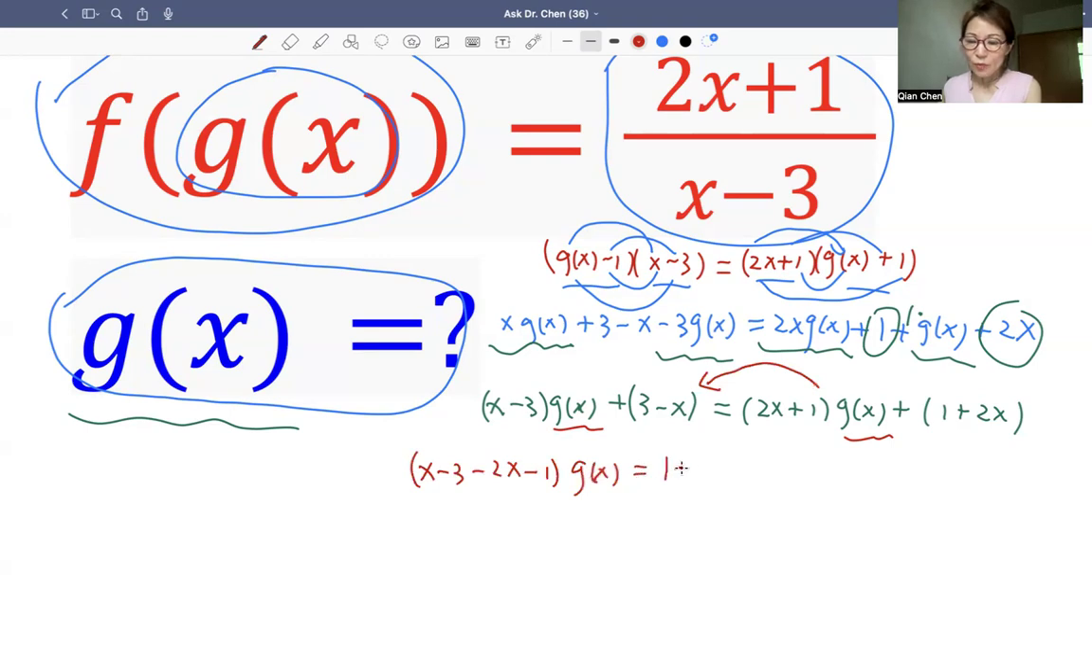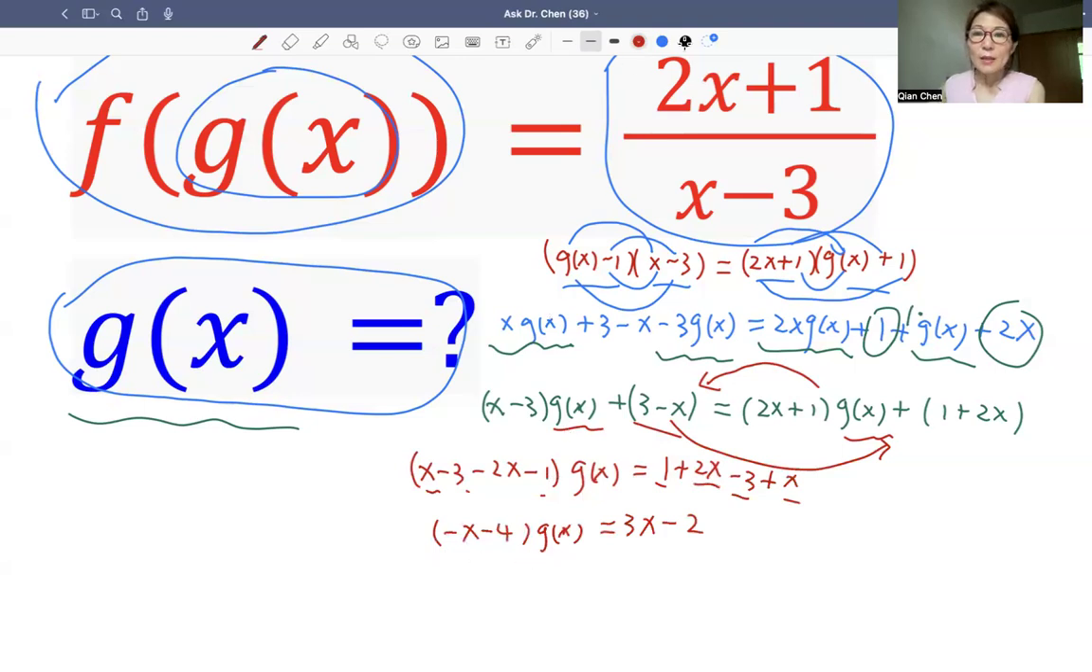Then the other side, we have 1 plus 2x. Then we move this one to the right-hand side. It becomes negative. So minus 3 minus negative x become plus x. Simplify, we have x minus 2x, that's negative x. Minus 3 minus 1, that's minus 4 of g of x. This side, we have 2x plus x, 3x. 1 minus 3, that's minus 2.